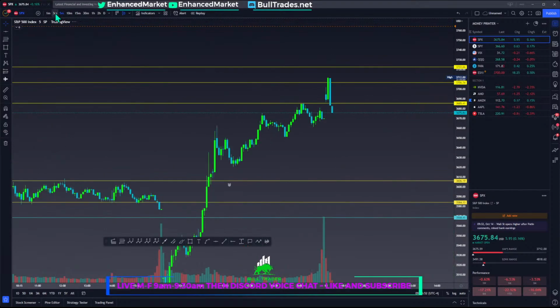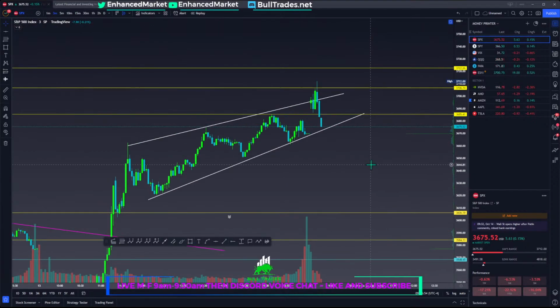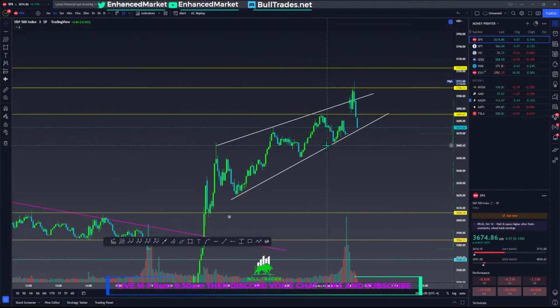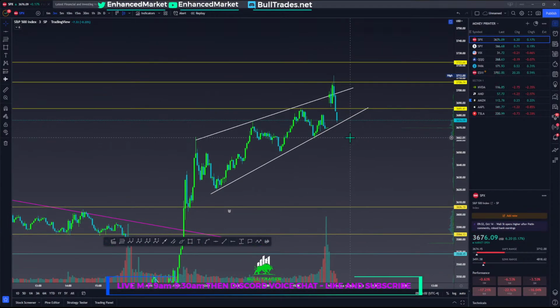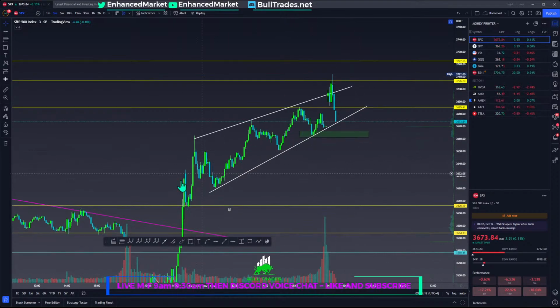Right, missed the entry, couldn't get in time. It is what it is. Right, there's going to be another play in the future. Right, back in the range here, rising wedge is still valid. Right, let's see if this level can break. Can't be greedy.